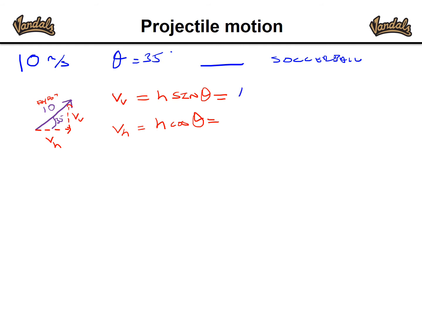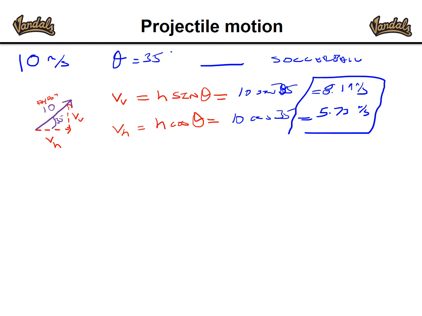And so you essentially just plug it in. Sorry, that should be 35, and this is 10 cosine 35. So breaking it down, in the vertical it comes out to be 8.19 meters per second, and in the horizontal it's 5.73 meters per second. So now you have what we consider your new velocities. This is your velocity in the vertical. This is your velocity in the horizontal.